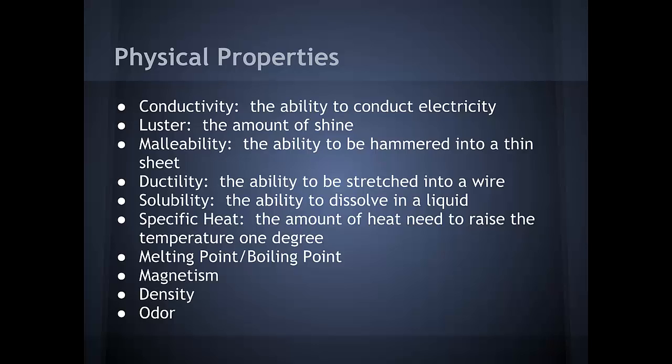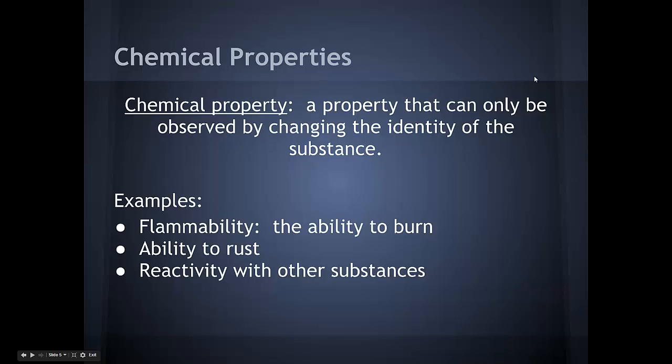We can look at them and the substance doesn't change based on those properties. A chemical property is something that can be observed only by changing the identity of the substance. So back to our paper example, if we crumpled it, that's a physical change, but we could describe it as being flat. The shape of it is a physical property.